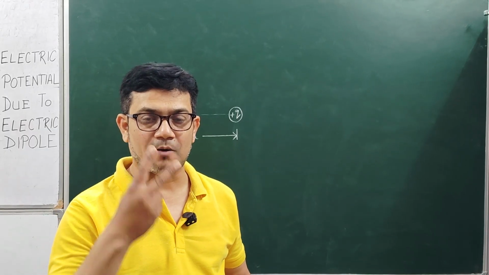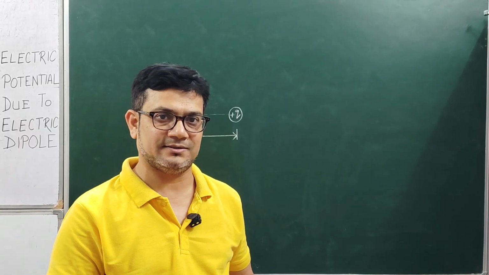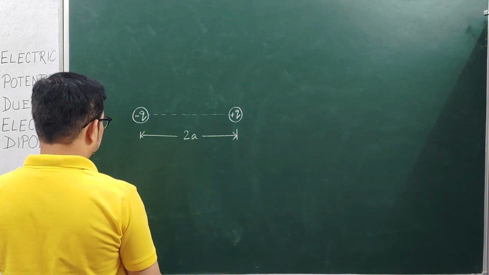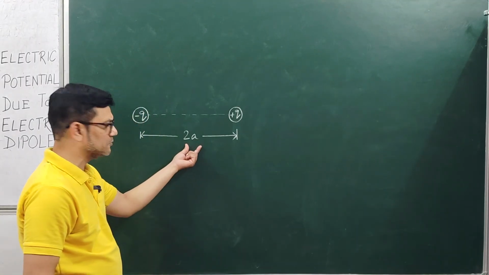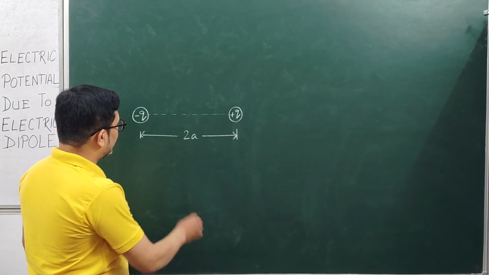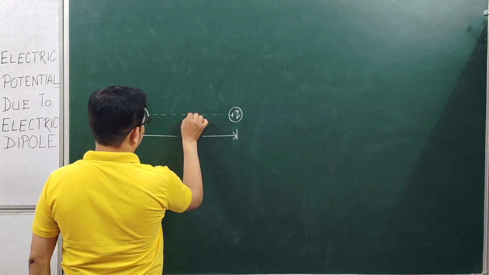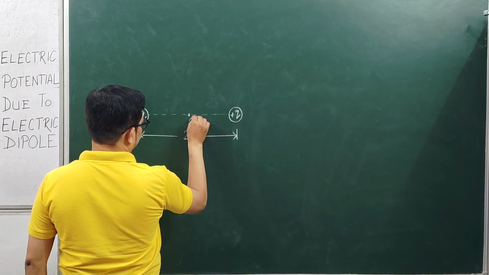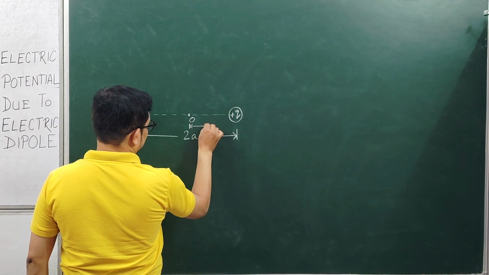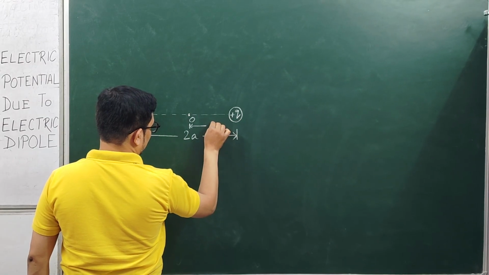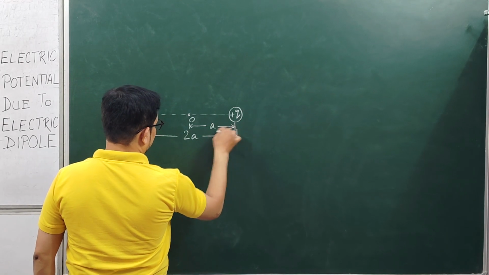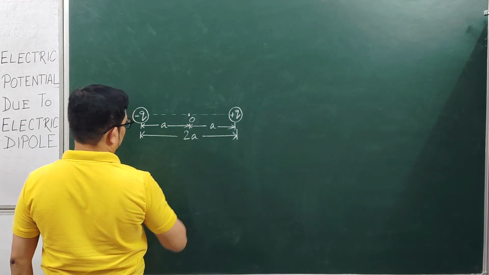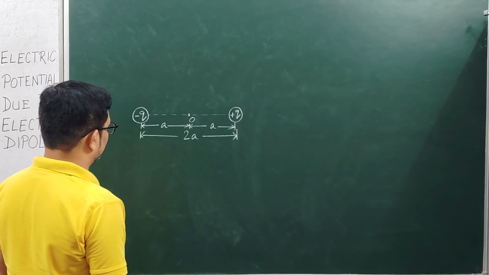So two opposite charges of exactly equal magnitude are separated by a fixed distance. Suppose 2a is the fixed distance, and somewhere in the middle we locate the exact midpoint, and let us call this midpoint O, such that the distance from the positive charge is a and the distance from the negative charge is also a. So this is the midpoint. This configuration is known as an electric dipole.